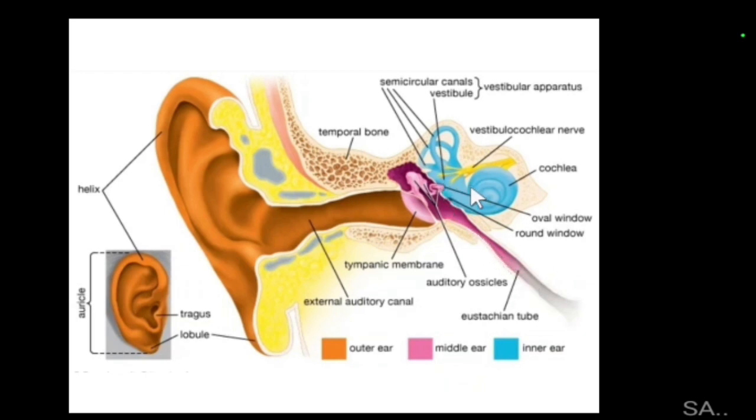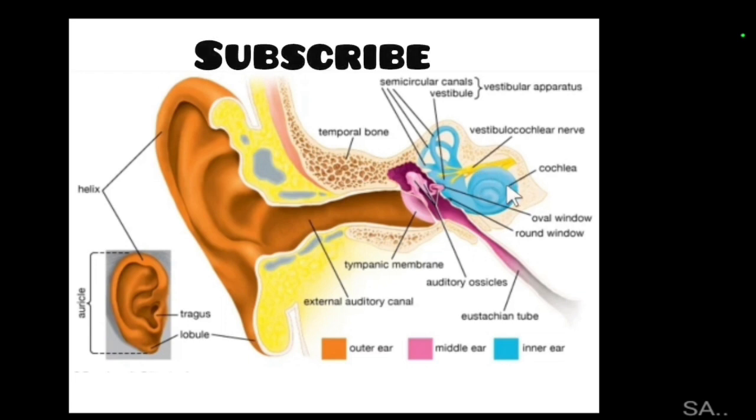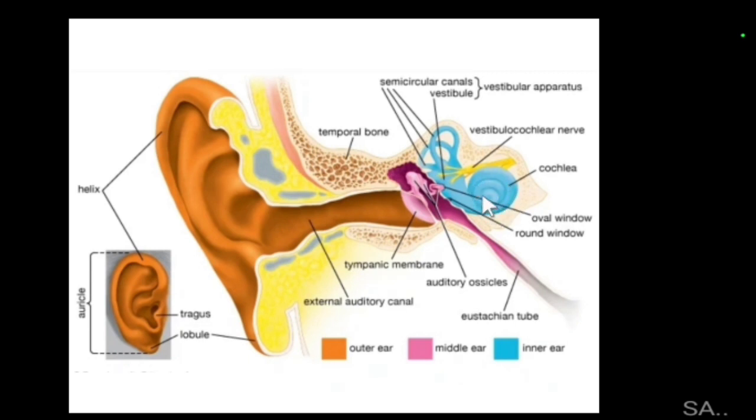Now we'll move towards the last part of the ear, that is the inner ear. The part of the inner ear that is actually related to hearing is the cochlea. You can see this is a spiral bone and it is filled with fluid, and it is also lined with hair receptors. The other part is the vestibular apparatus, and this is made up of semicircular canals.